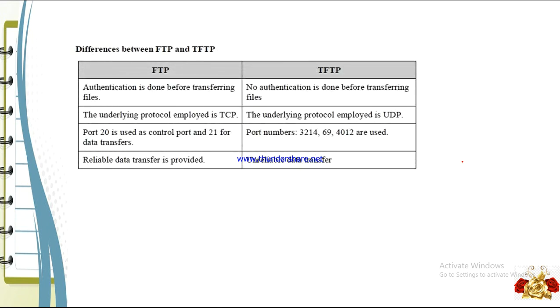Then what is the difference between FTP and TFTP? FTP is the File Transfer Protocol. Authentication is done before transferring the file, but TFTP has no authentication. The underlying protocol for FTP is TCP, but for TFTP the protocol is UDP. The port numbers for FTP are 20 and 21 for data transfer, but TFTP uses port 69.